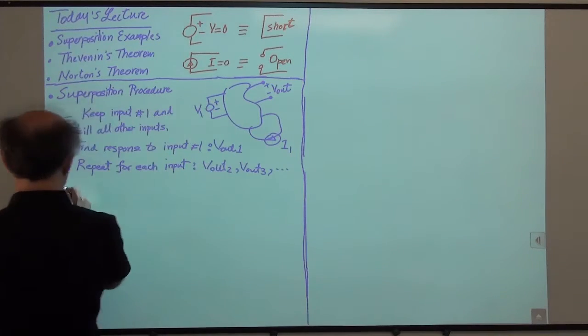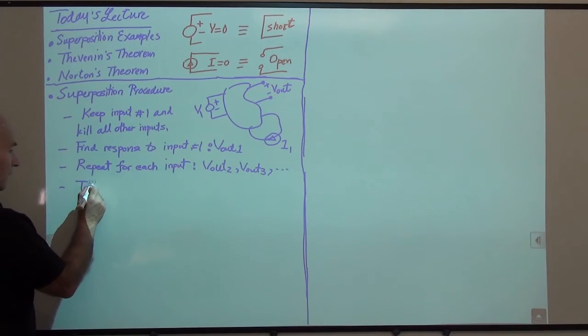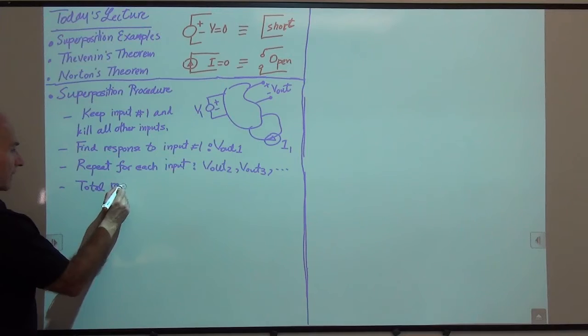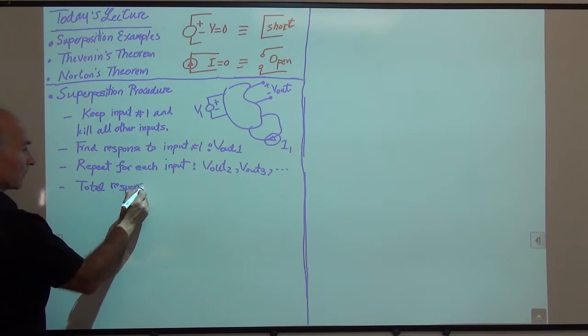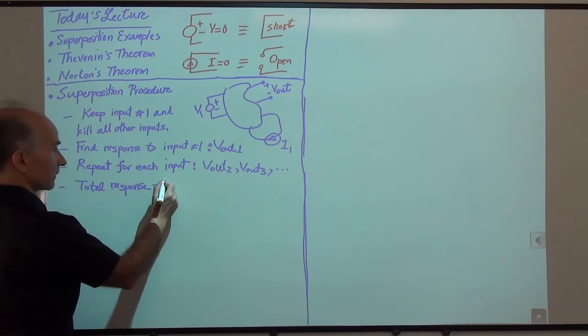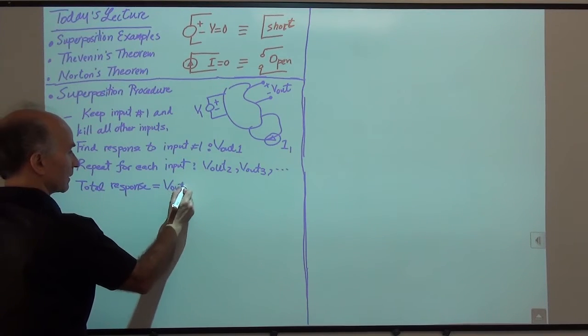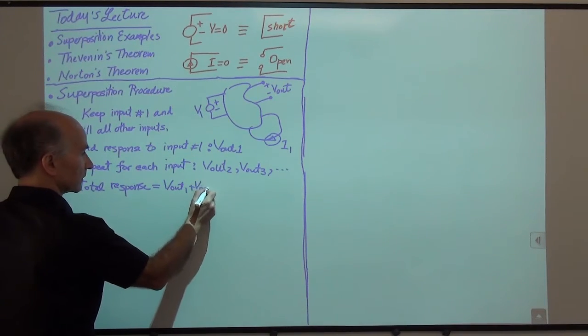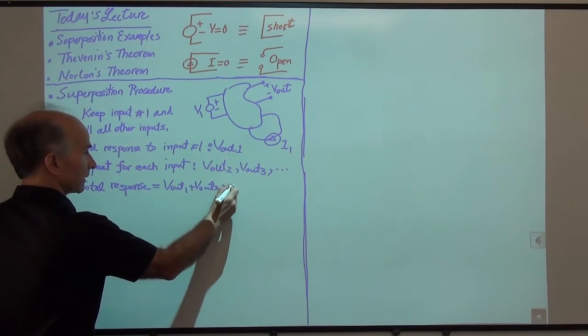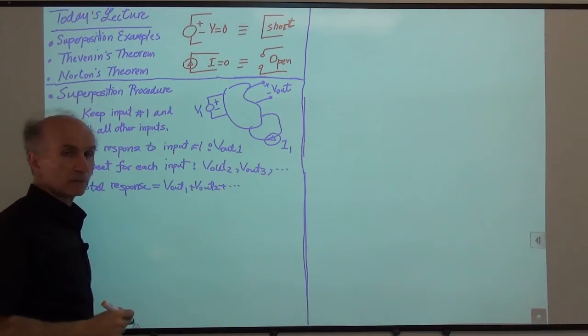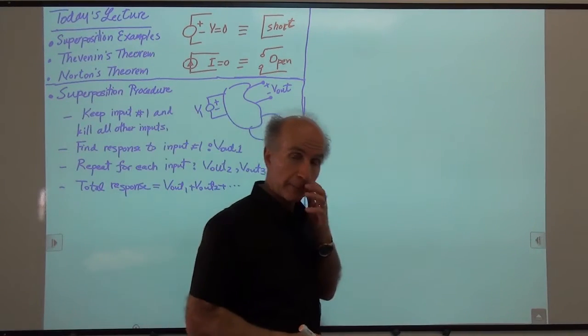And then finally, the final result will be the sum of all of these. So we say total response is equal to V out 1 plus V out 2, etc. Okay, so that's the basic idea.